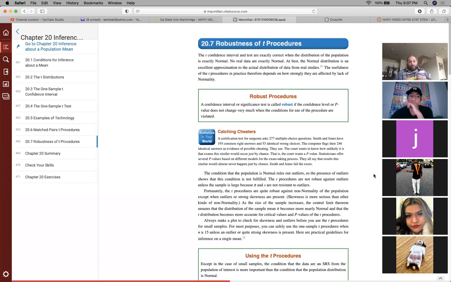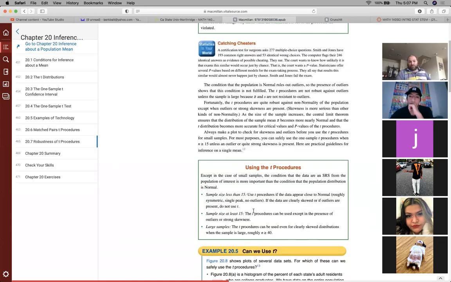But if it's a robust procedure, then we can get away with it. Okay. So using the T procedures, except in the case of small samples, the condition that the data comes from an SRS is more important than being normal. Okay. And they give us a few things. If the sample size is less than 10, then you can use these tests if it appears to be normal. If it's clearly skewed or if there are outliers, don't use it.